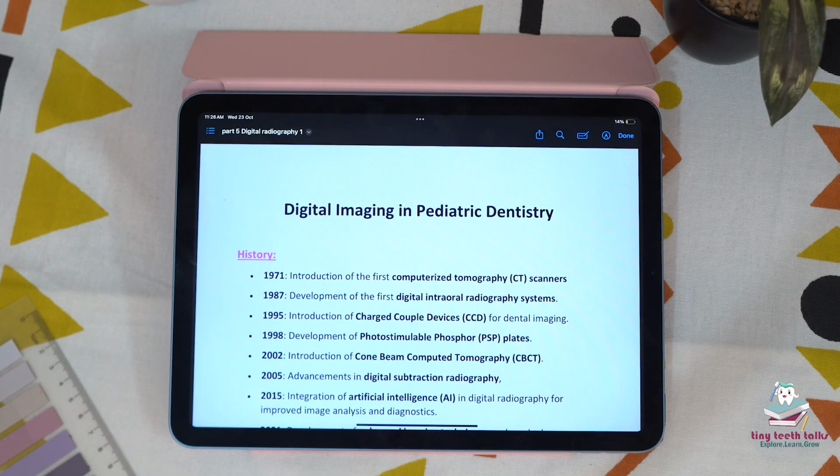Today we will cover the fifth part, which is digital imaging in pediatric dentistry, and it is also divided into parts. So today we will cover the fundamentals of digital imaging, which is important for understanding further topics.